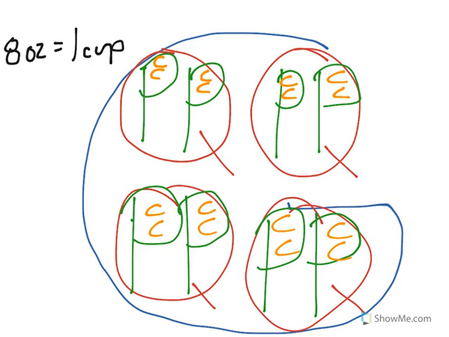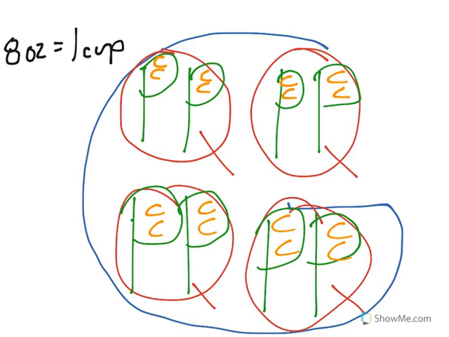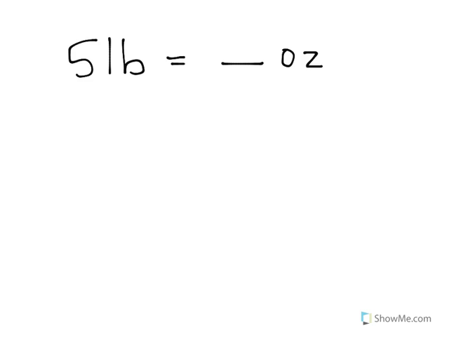My first example: we are going to convert 5 pounds, LB for short, equals how many ounces? Now we have to go back to our conversion chart and figure out how many ounces are in a pound. If we look back here, we see there are 16 ounces in 1 pound. So I'm going to go back to my example. I know that there are 16 ounces in 1 pound. So I first write what I know.